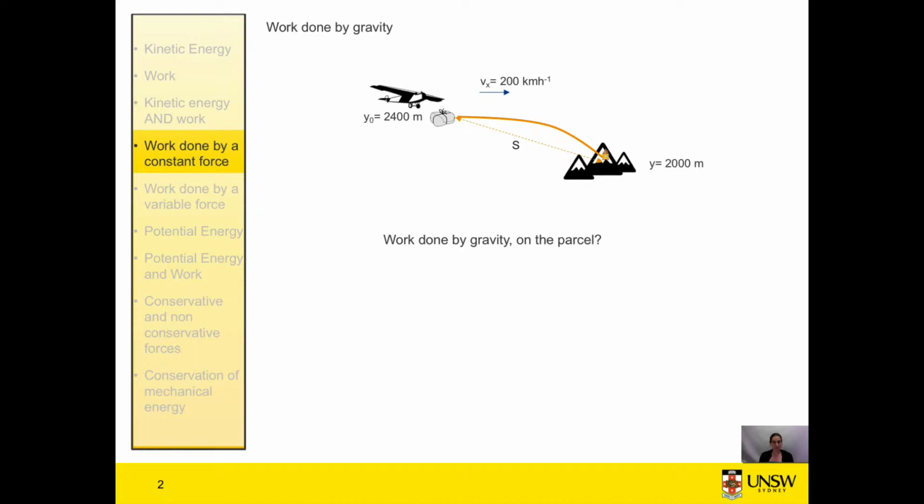If you wish, you can pause the video here and work through the problem yourself. Otherwise, we are looking for the work done by gravity on the parcel. That tells us we're looking for the components in the y direction. So I'm going to redraw my diagram to show the things that I know in the y direction. I know that we have the force due to gravity acting downwards, and our displacement in the y direction.